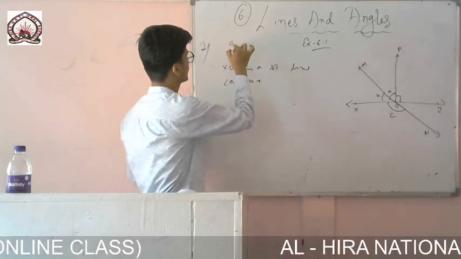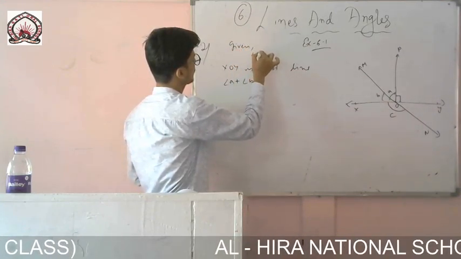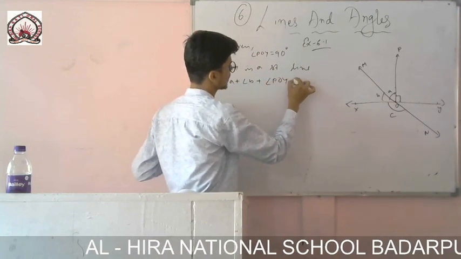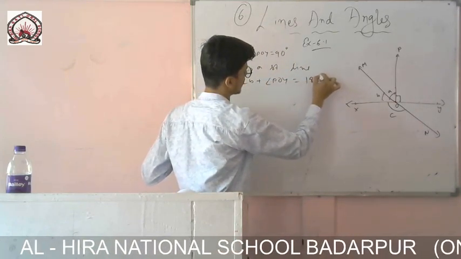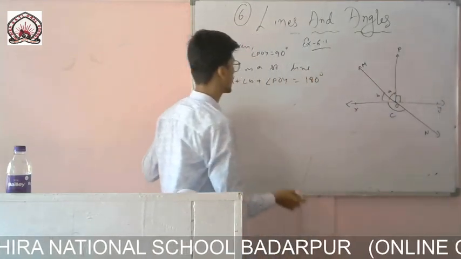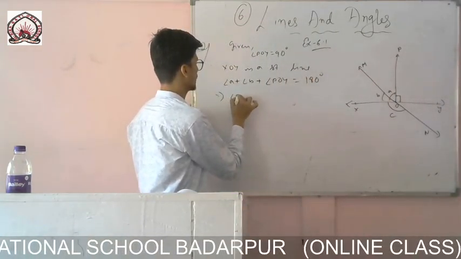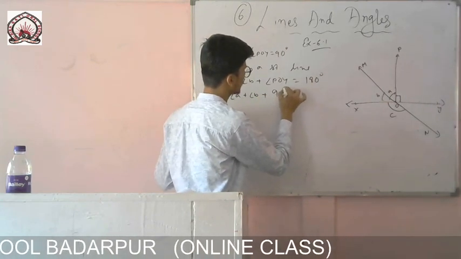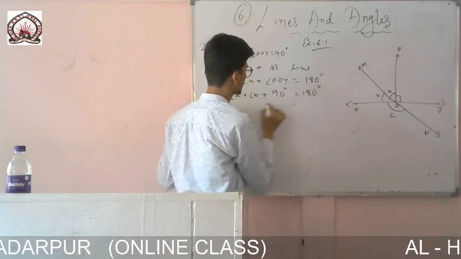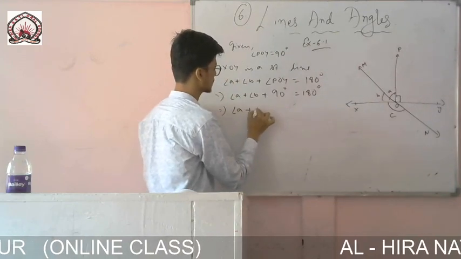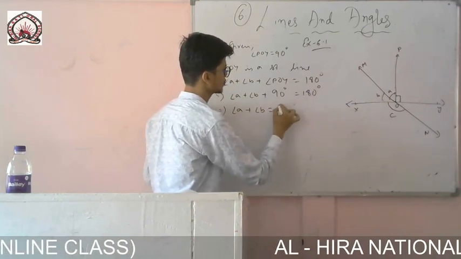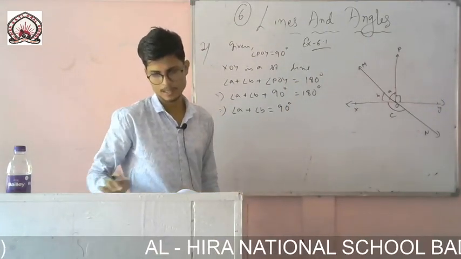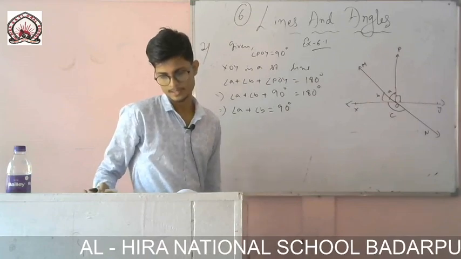You write here first of all, it will be better. Given angle POY is equal to 90 degrees. So the sum of all the angles will be equal to 180 degrees. So angle A plus angle B plus POY, in place of POY I can write 90 degrees, which is equal to 180 degrees. So angle A plus angle B is equal to, if I subtract, 90 degrees. So angle A plus angle B is equal to 90 degrees.